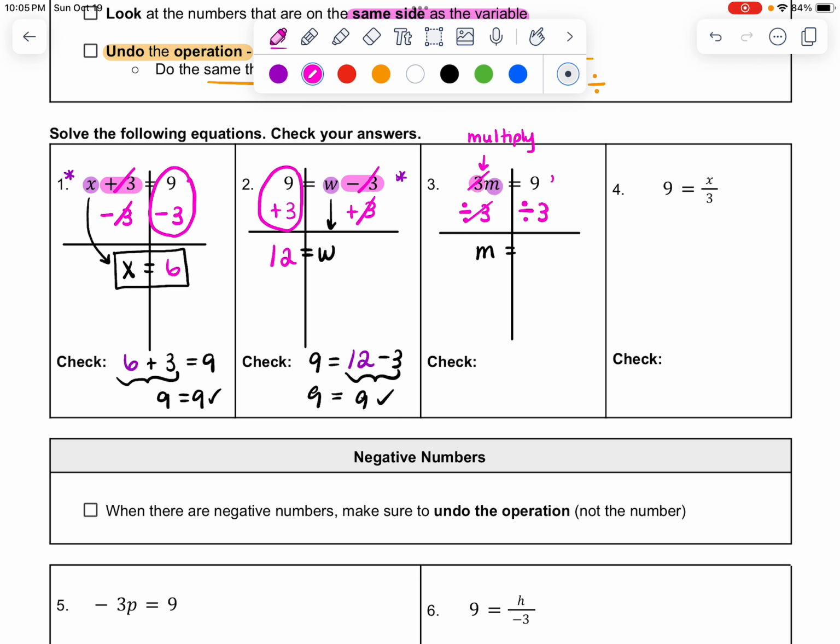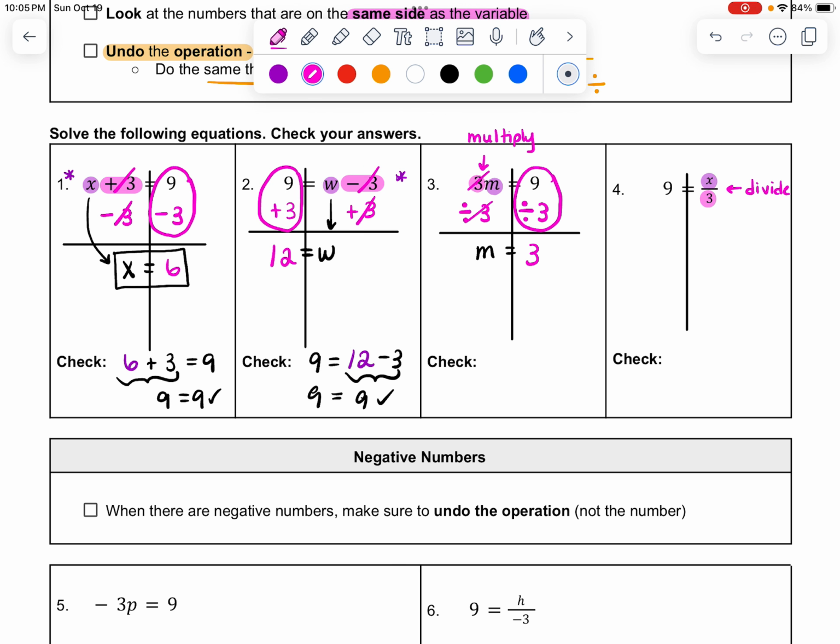On the right side, 9 divided by 3 gives me 3, and that's my final answer. For problem number 4, I'm going to start by drawing a vertical line through my equal sign. I can see that in this problem, my x is on the right-hand side, and the number by the x is a 3, but it's got this little line in between. That little line means division.